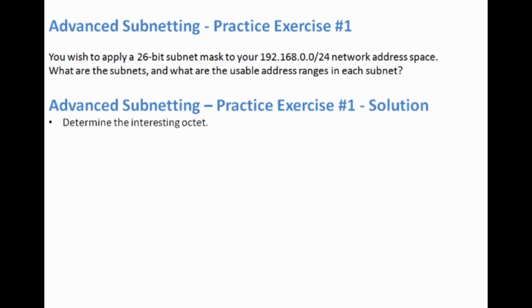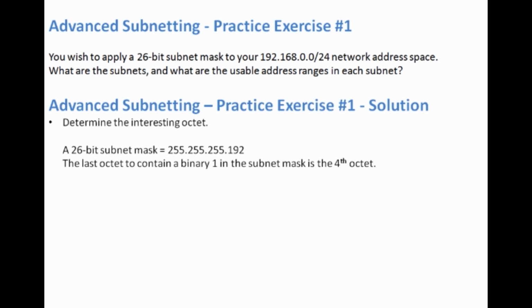The first step is to determine the interesting octet. Well, we've got a 26-bit subnet mask, which looks like 255.255.255.192, and we learned how to do this in our first and second videos on IP addressing. And what's the last octet to contain a 1? It's the fourth octet. We have 11000000 as the binary bits in that last octet. That's step number 1. We've determined that the fourth octet is the interesting octet.